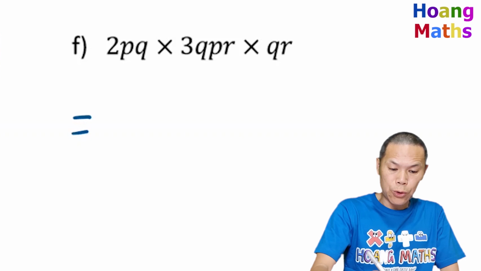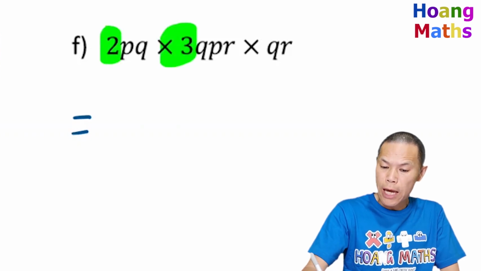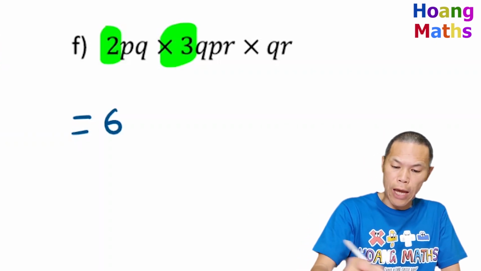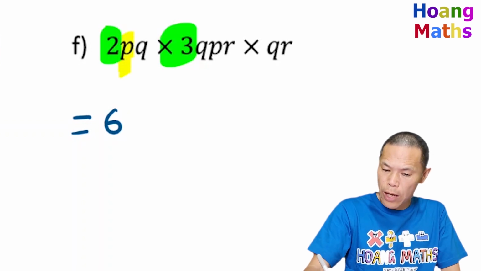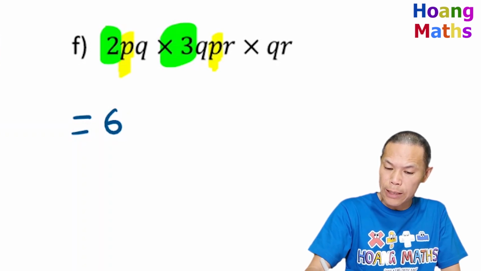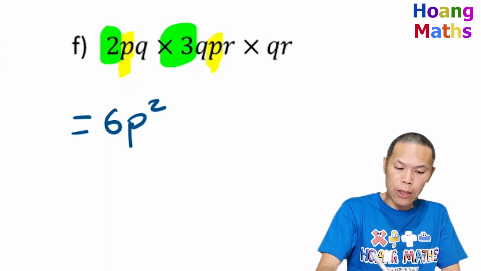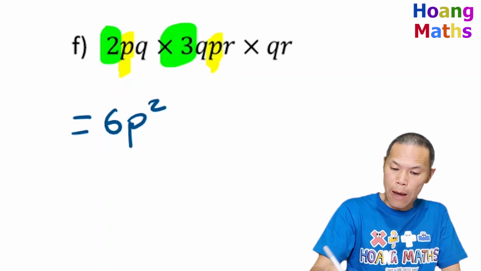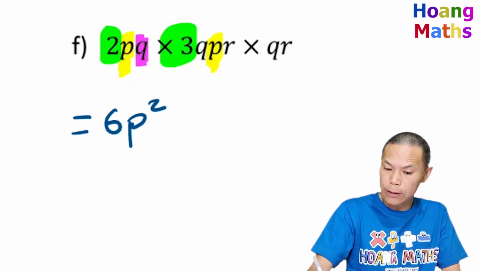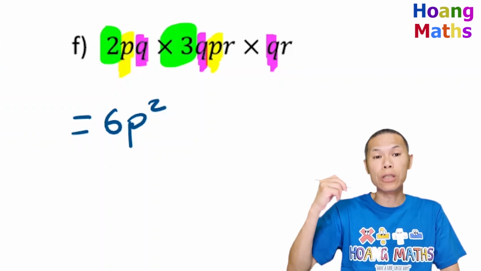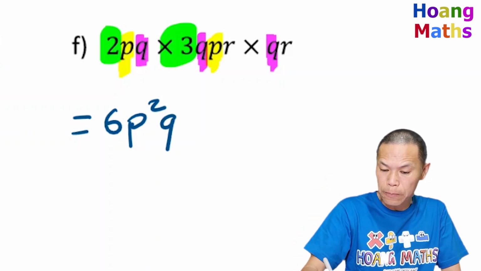Last example. So we have 2, we times 3, and we times nothing in front of QR, just like 1. So 2 times 3 is 6. Then we have P here, and we have P here, and that's it. We have P times P, which gives me P squared. Then the next letter is Q. So we have Q here and Q here, and then we have Q here. So we have Q times Q times Q. So 3 of them times together. So it becomes Q to the power of 3.